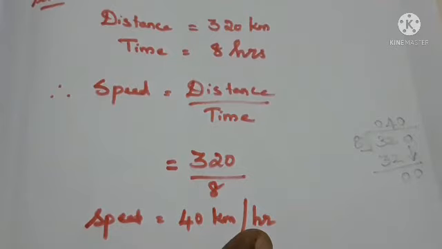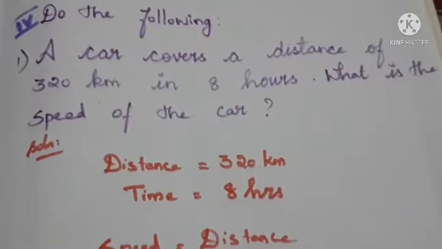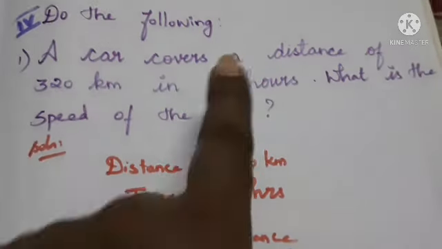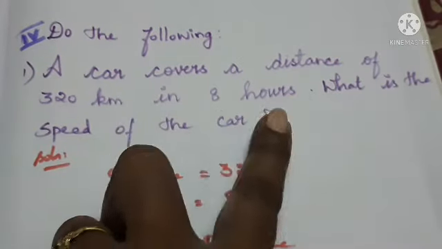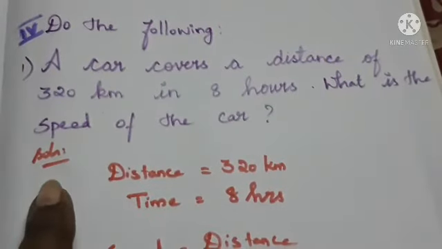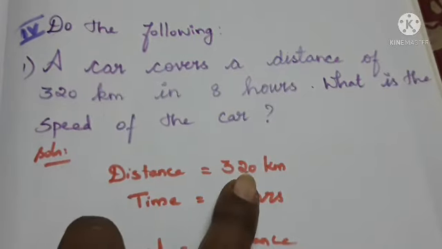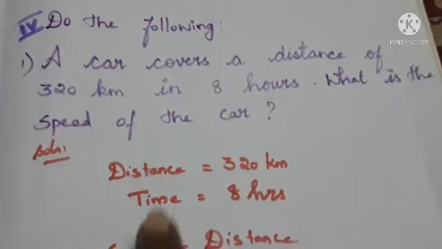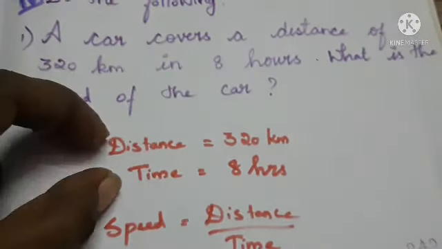Have you understood this? In this question they have given: a car covers a distance of 320 kilometers in 8 hours. What's the speed of the car? They have given the distance as 320 kilometers and the time as 8 hours, and they asked to find the speed of the car. So first we have to write the solution and the given things. The distance is 320 kilometers, with the unit. Next, time is given as 8 hours. So time is equal to 8 hours. These are the two things they have given.